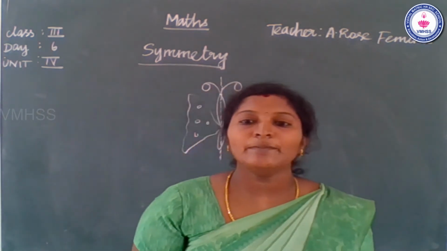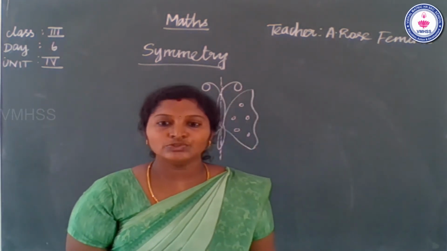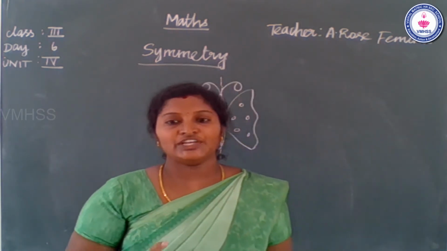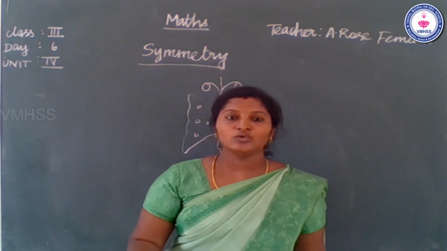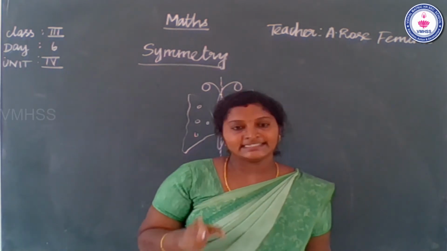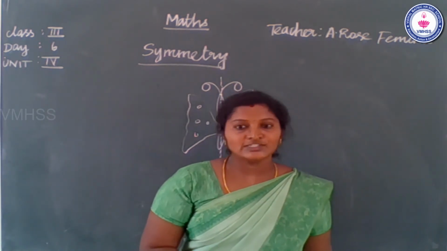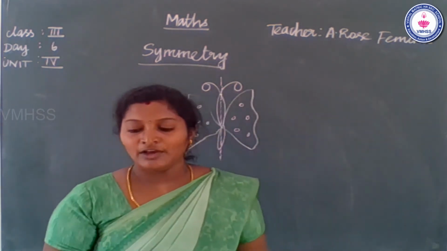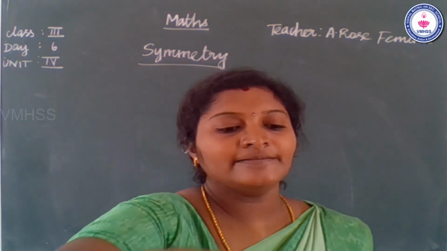It can be drawn on it to show that both sides of the shape are exactly the same. So both sides are exactly the same. So this is symmetrical. Do you understand what is meant by symmetry? See the next slide.